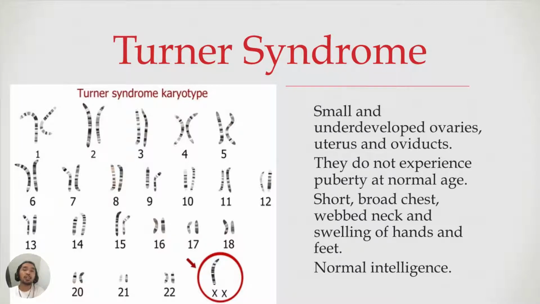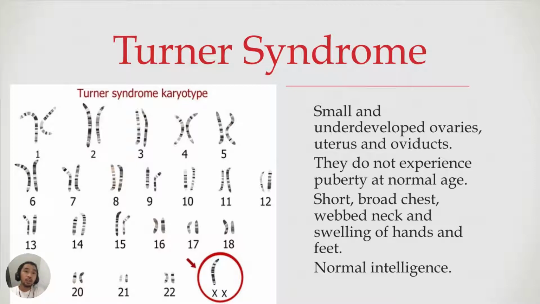Look at the characteristics. They have small and underdeveloped ovaries, uterus, and oviducts. They do not experience puberty at the normal age. They have a short, broad chest, webbed neck, and sweating of hands and feet. And of course, their intelligence is normal.